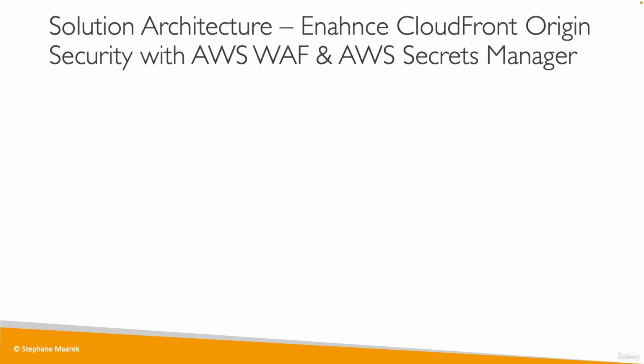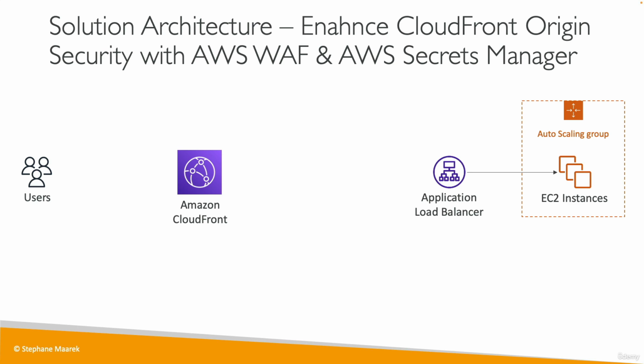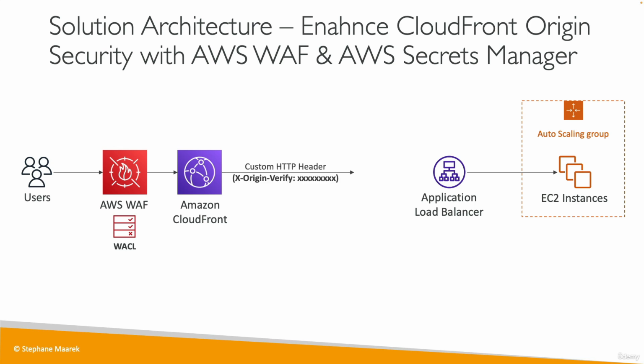So using WAF, there is a solution architecture you need to know, which is to enhance CloudFront origin security. So let's say we have CloudFront in front of an application balancer talking to EC2 instances, and we want to make sure that only the traffic coming from Amazon CloudFront is allowed into the application balancer, and not, for example, direct traffic if we were to have the URL of the application balancer. So how would we do this? Well, using WAF, we can already set up some web ACLs on the CloudFront level. This is not going to help us with the application balancer, but at least we control some level of security on the client.